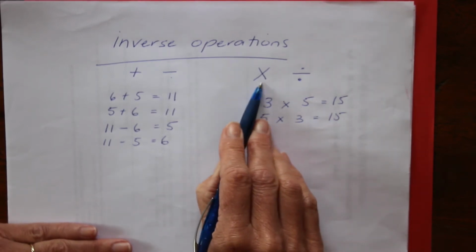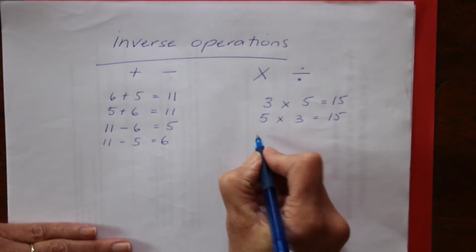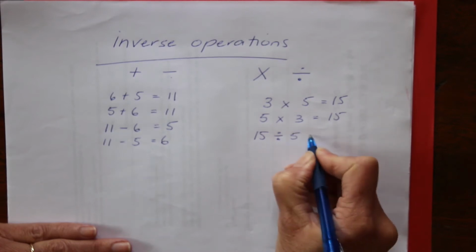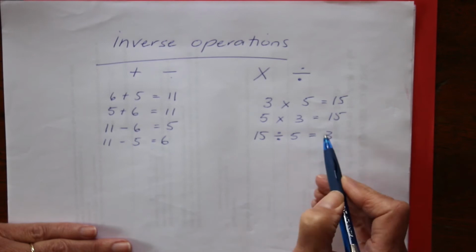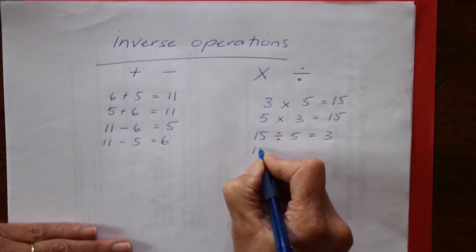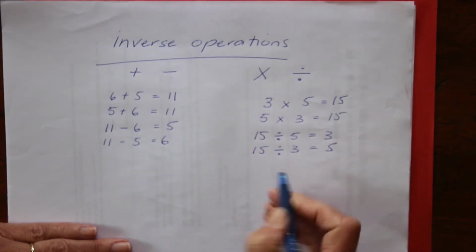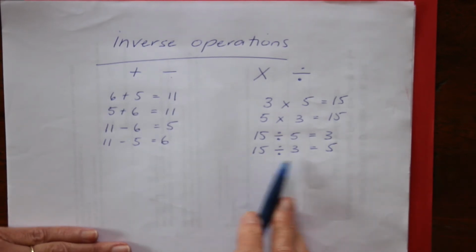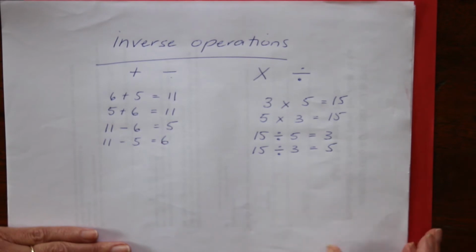Now, that is our multiplication number sentence. Our division, which is related to these numbers, is 15 divided by 5 equals 3. So I've got the 15, I've still got the 5, and I've still got the 3. I can write one more number sentence, and that will be 15 divided by 3 equals 5. Now, by knowing the inverse operations, the turnarounds, it can help us solve problems.